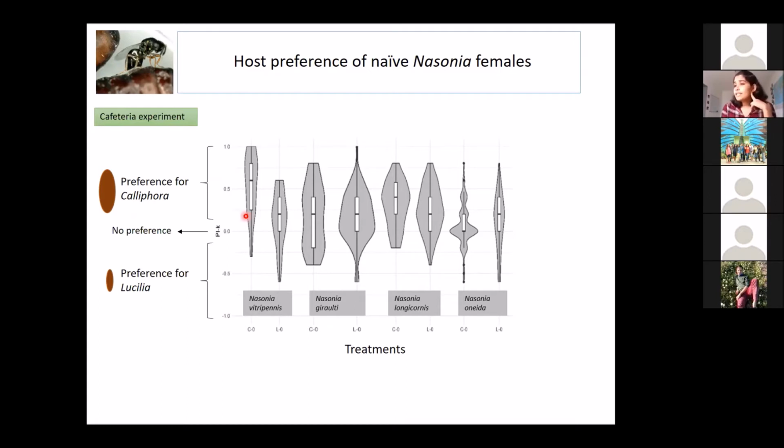As you can see here, all the species of Nasonia, regardless of where they were reared from, show a positive preference index, except Oneida for this treatment, where we have one exception, meaning that they all prefer Calliphora. Even though in Nasonia vitripennis the magnitude of preference is different, here we do not know whether it is significantly different or not.